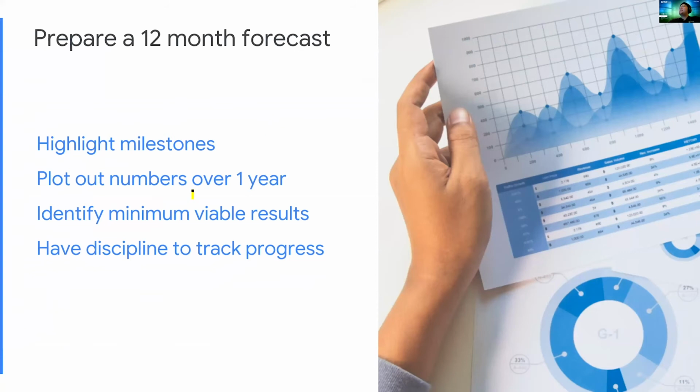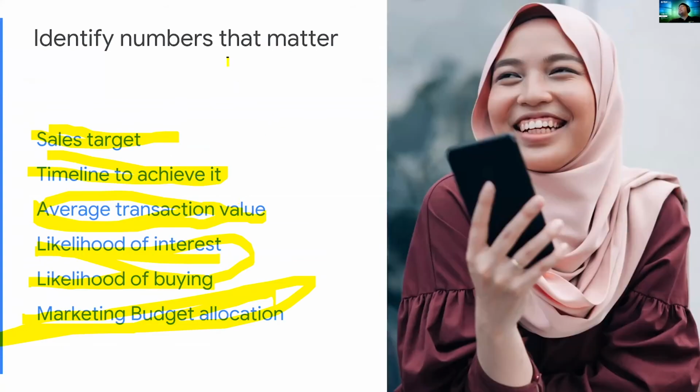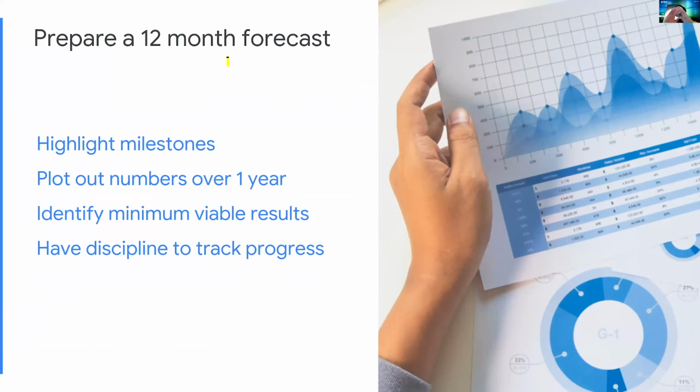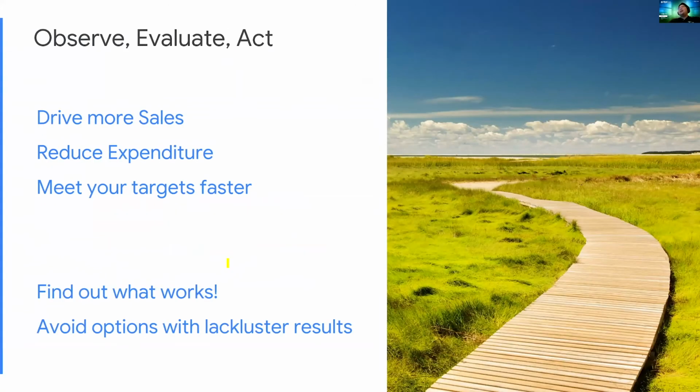After we identify the numbers that matter, you need to start putting it into a forecast to help highlight the different milestones that you care about and more importantly, identify the minimum viable results that are required in order for your strategic plan to succeed, right? And this can only work as long as you have the process to not only forecast, but to also track the progress.